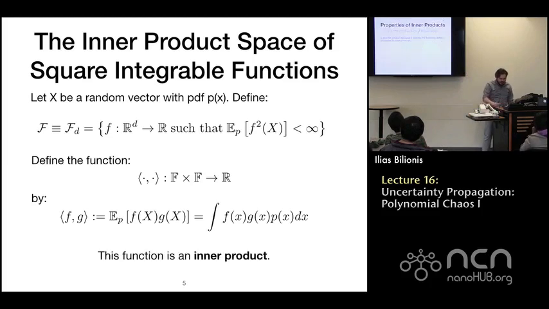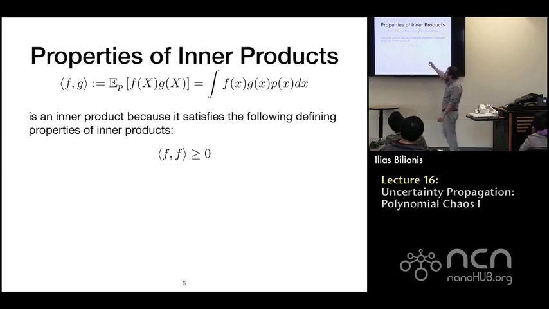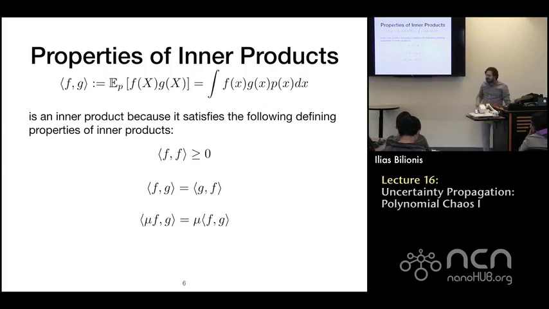And what are these properties? Well, first of all, if you plug f twice in this function, you get a positive number, okay? If you take a vector x and you dot it with itself, you get a positive number. It is symmetric. F dot g equals g dot f. Big deal. I mean, it comes from the definition because it is just an integral. It is linear. If you multiply a function with a scalar, then the scalar just comes out. Okay, and this is also trivial to show.